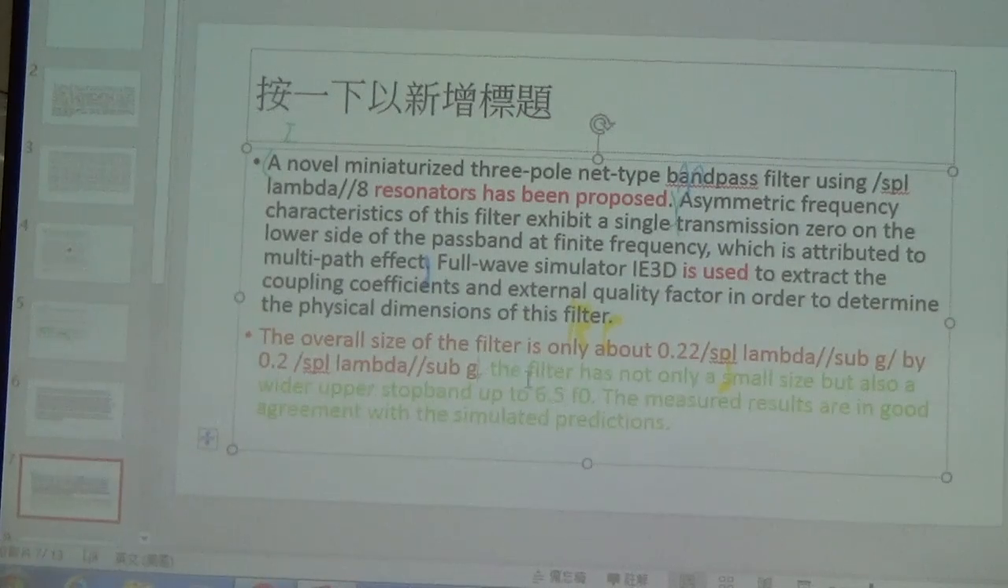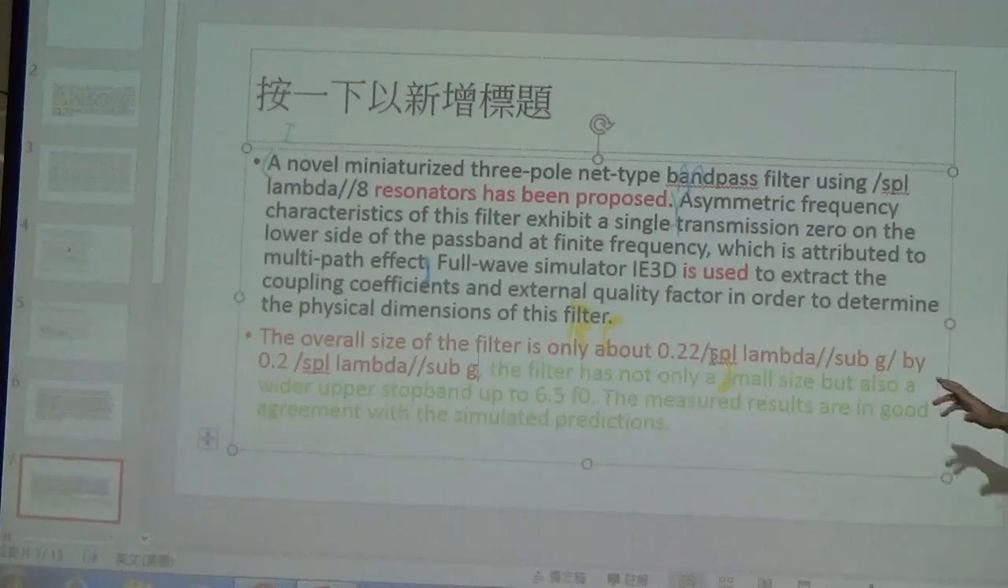The filter is small and it's good, so it's in good agreement with this. That's discussion. It means my finding is good, but it doesn't say what you find. What this team found is that this filter is only this small. That's the finding. So when you write an abstract, don't make a mistake like this. You misstructure the conclusion or the discussion with the finding. That's not a good structure.